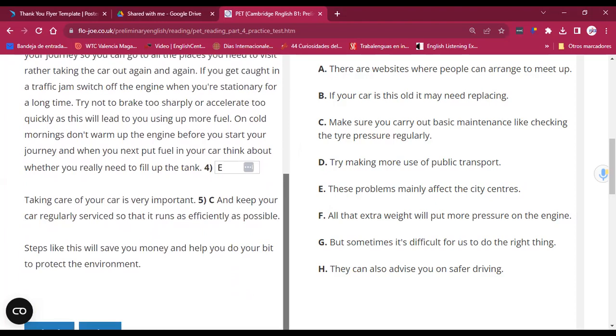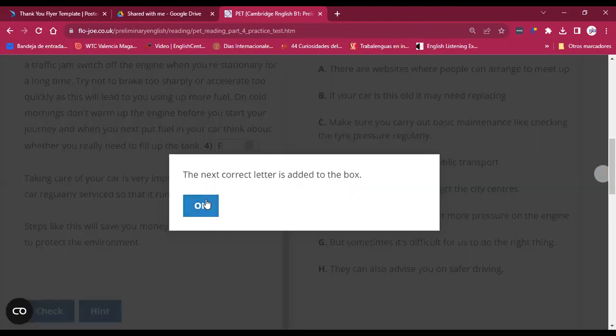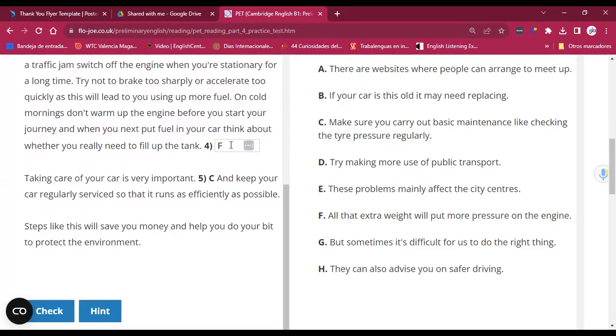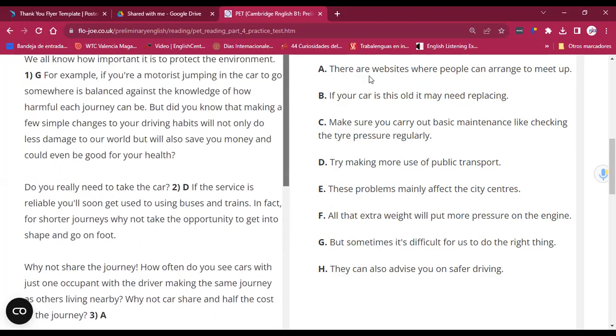Okay. So this is letter F. All that extra weight puts more pressure on the engine. Where is the weight? You fill up the tank. If the tank is heavier, you put more pressure on the engine and the engine consumes more fuel. So let's see. Let's get vocabulary.